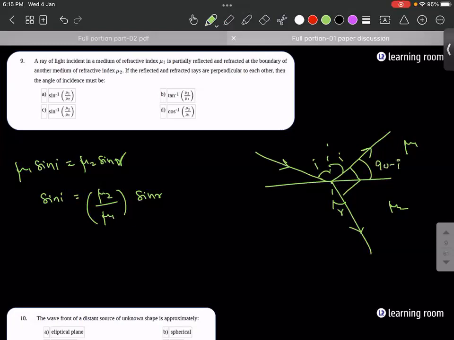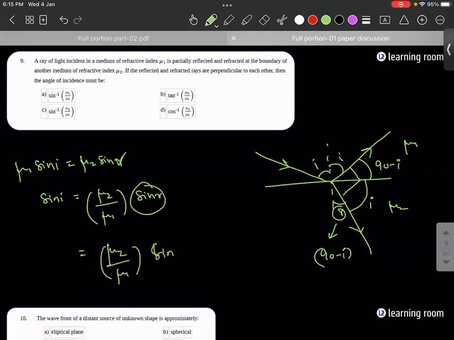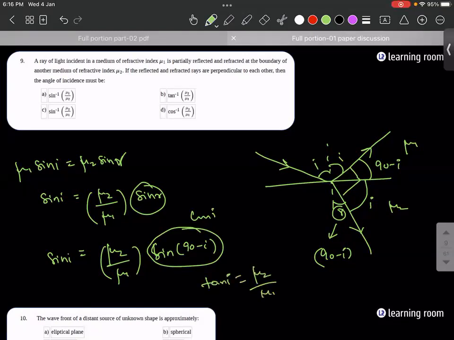This is 90 minus I. So this will be I. Then how much will this be? R will be 90 minus I. So if I substitute 90 minus I here, I'll get mu2 by mu1 into sine of 90 minus I. And here I have sine I. Sine of 90 minus I is going to be cos I. So what will I get? Tan I will be equal to mu2 divided by mu1. So I will be tan inverse of mu2 by mu1.